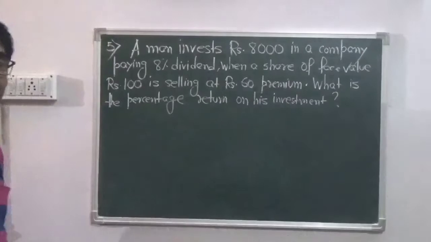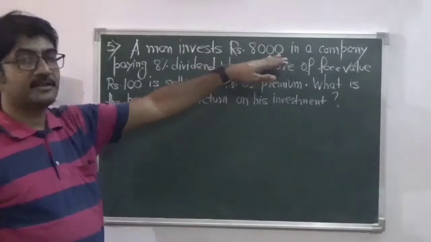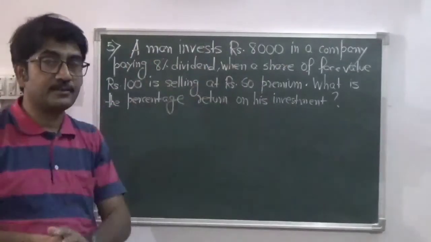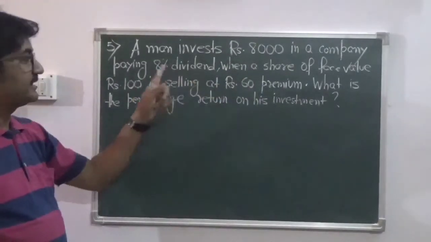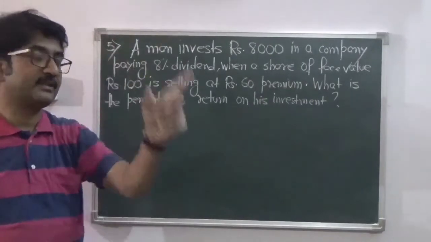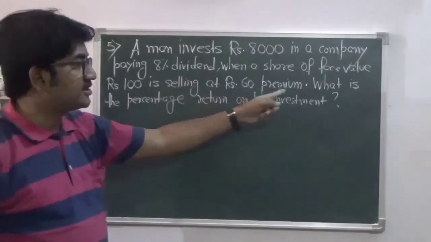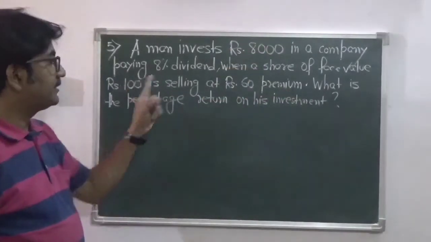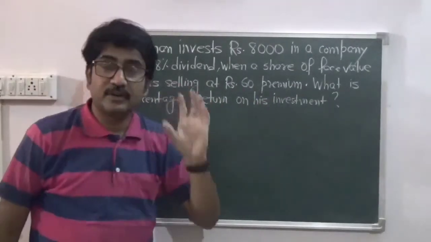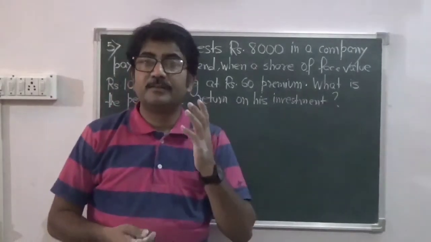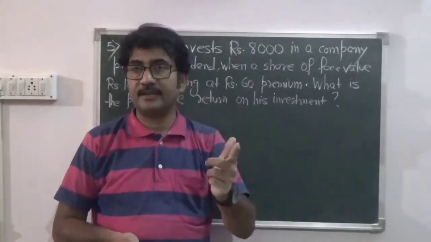Now, if we look at the question carefully, first read out the question. A man invests ₹8,000. So total investment is 8,000. What does it mean? The total market value is ₹8,000. In a company paying 8% dividend. So dividend percent is given as 8%, which is to be calculated on the face value. When a share of face value ₹100 is selling at ₹60 premium, that is the market value is 100 plus 60, that is 160. Now what is the percentage return on his investment? Now we talk about the percentage return, that is a percentage income. Then you need to find the total income divided by the market value into 100.